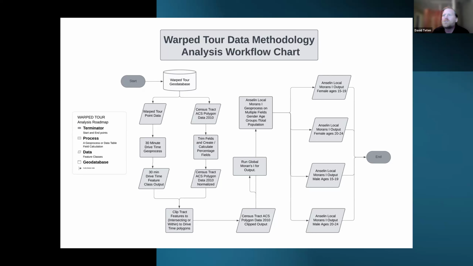So then we go to the Anselin Local Moran's I and run it on multiple fields for gender and age. We're doing the segmentations of 15 to 19 and 20 to 24. And as you can see, these are the 4 feature classes that I outputted, and then we got the output.